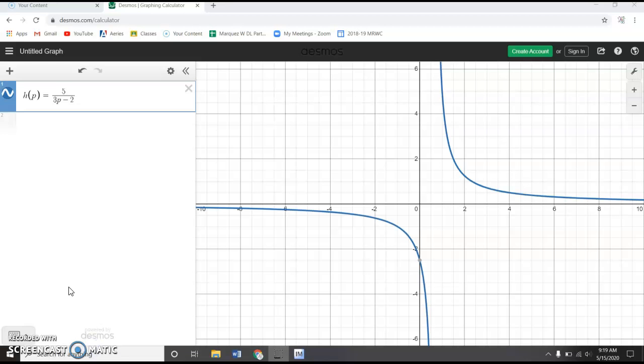All right, so taking a look, I went ahead and graphed it. And if you notice, Desmos can handle using a different variable as long as you let it know what you're taking the function of. So by saying h of p, you're saying that your y value is a function of p, so it recognizes that p represents the domain. So we end up with this rational function here.